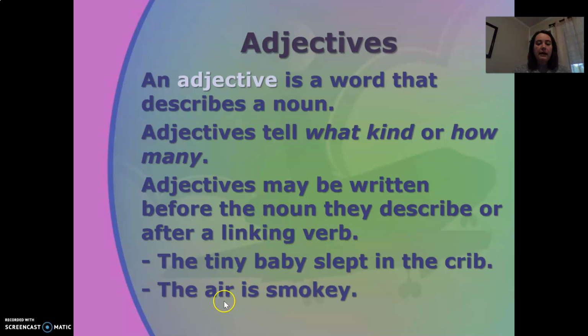Then we have this one, the air is smoky. Well, we've got the noun air. We have a linking verb, am, is, are, was, were. Those are linking verbs. So after the linking verb, we have this word smoky. And smoky is describing the air. It's telling us what the air is like. So smoky is a predicate adjective.